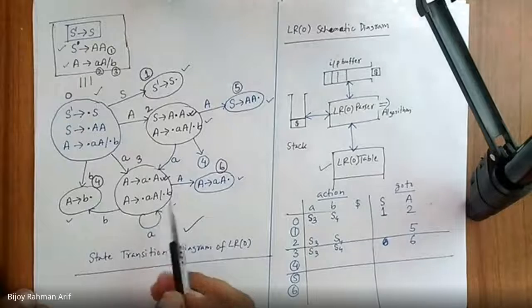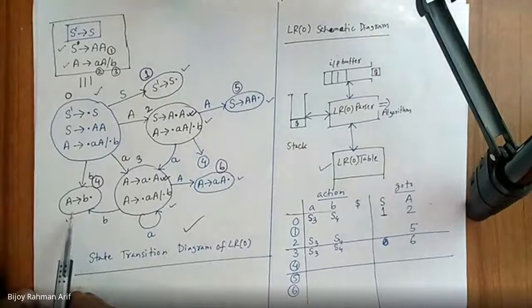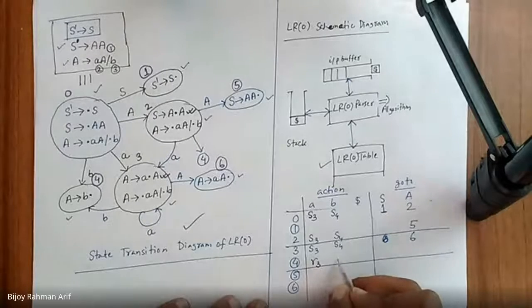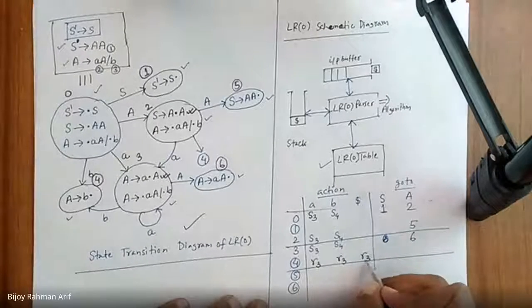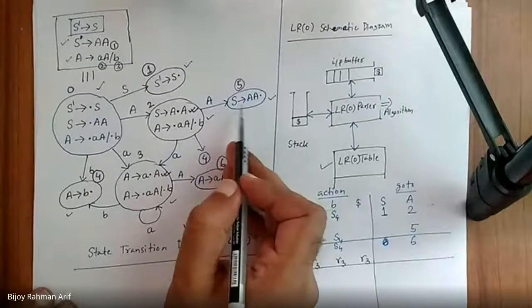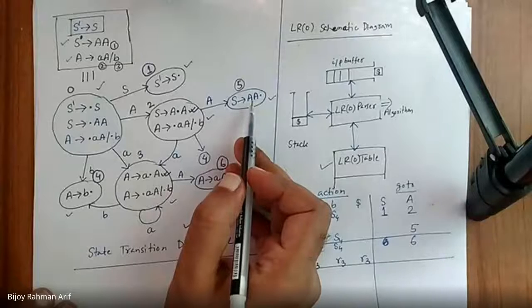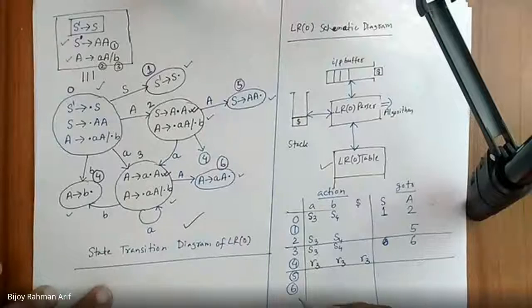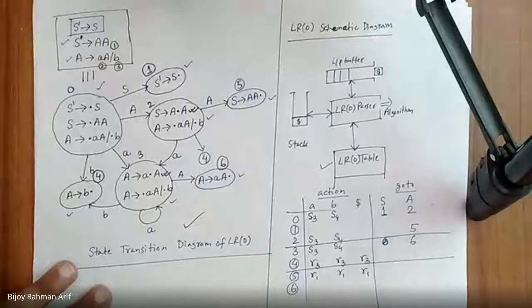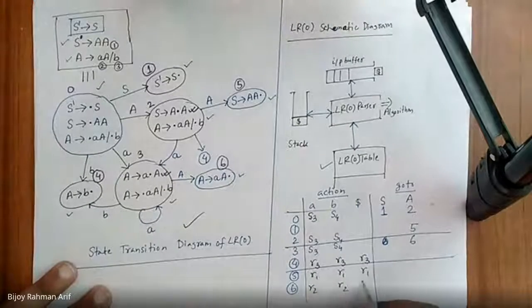Now let's go to 4. Which rule is this? Rule number 3. So in the entire action part we are going to write reduce using rule number 3. Okay? Now 5. Which rule is this? Rule number 1. So for 5 we are going to write reduce using rule number 1. And 6, what is the rule? 2. Reduce using rule number 2.